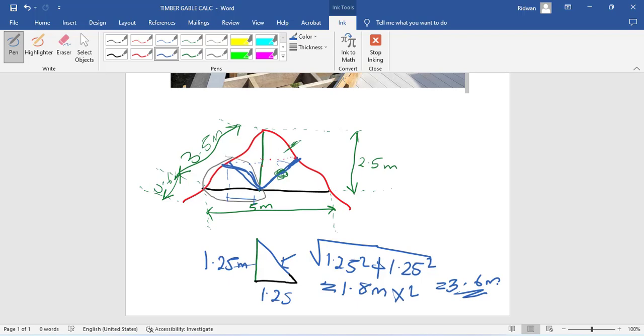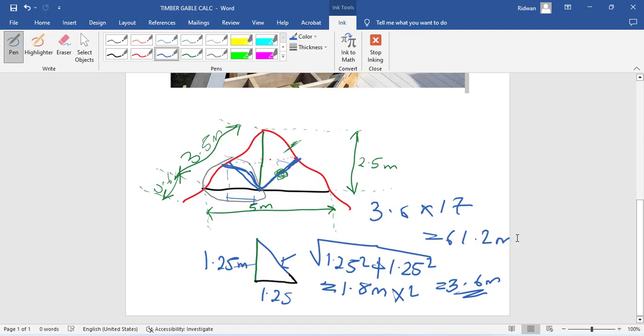So how many of these will we have in total? We just multiply this 3.6 by 17. So 3.6 multiplied by 17 should give us 61.2 meter.